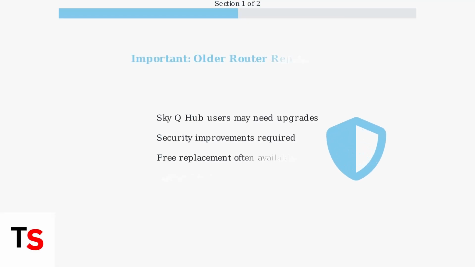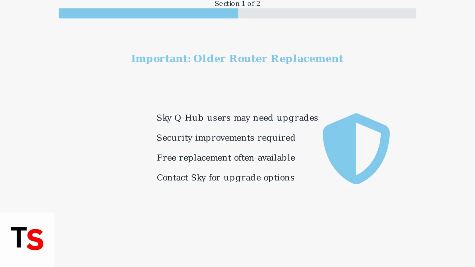If you have an older Sky Q Hub router, Sky may require you to replace it for security reasons. They often provide free replacements to ensure customers have up-to-date, secure equipment with the latest features and security patches.